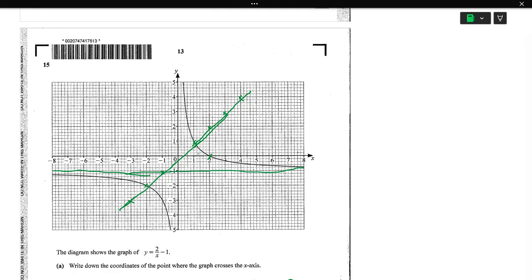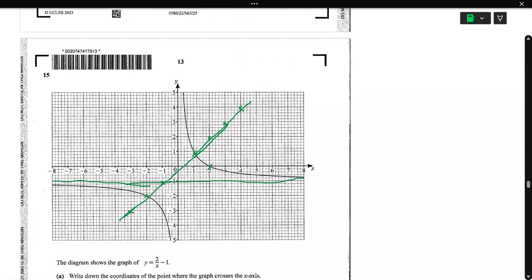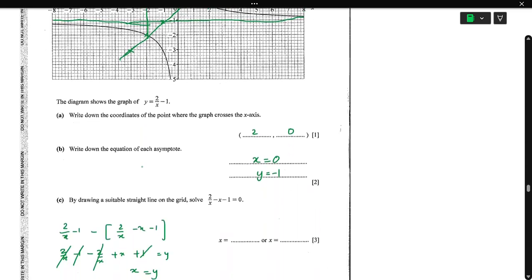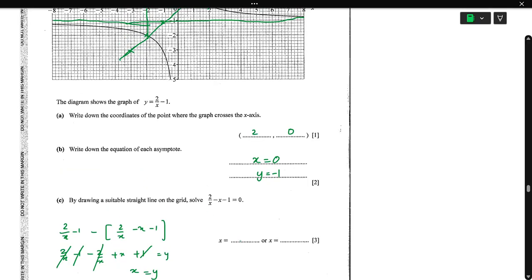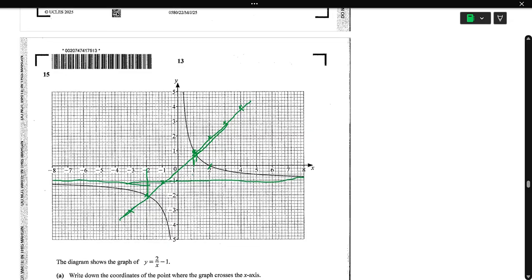Here we need to find the x value, the solution. Just check here, the line is passing through and the x is going to be 1, and here the line intersects and the x is going to be -2. So x equals 1 and x equals -2. That's the answer. Where they intersect, we need to find the corresponding x values.